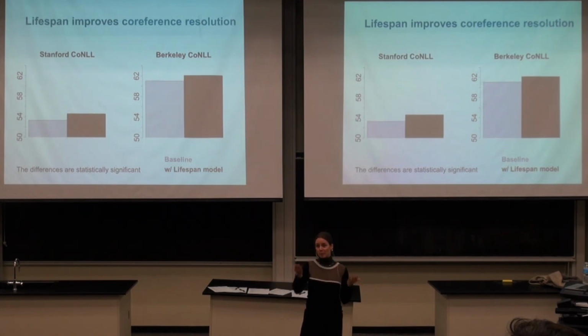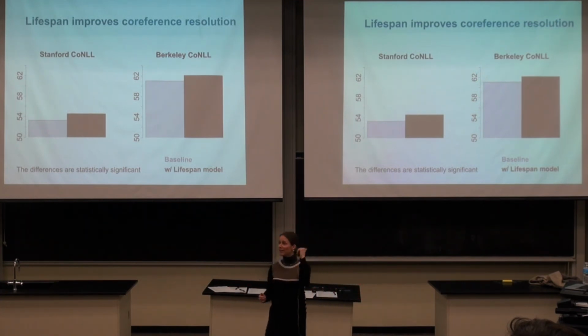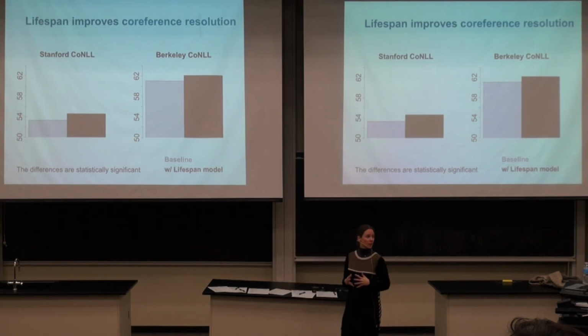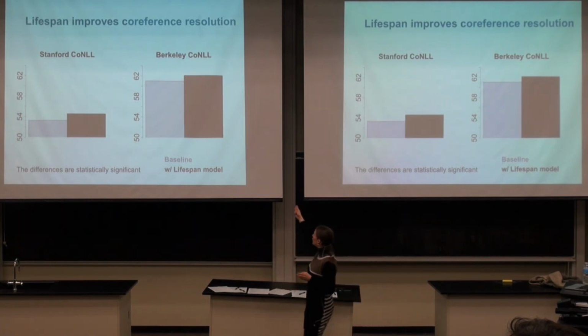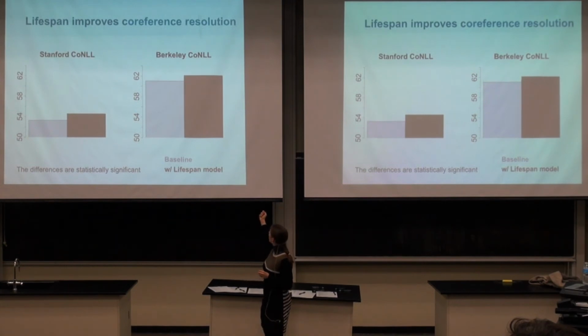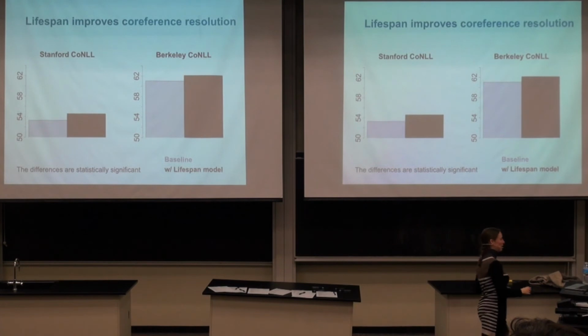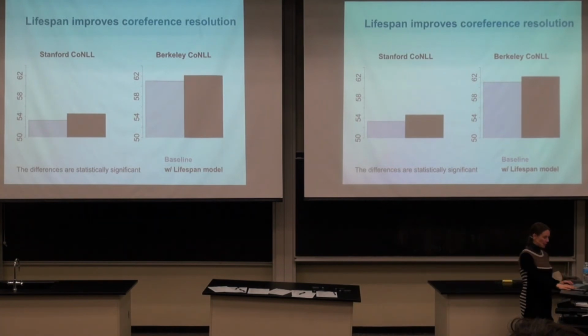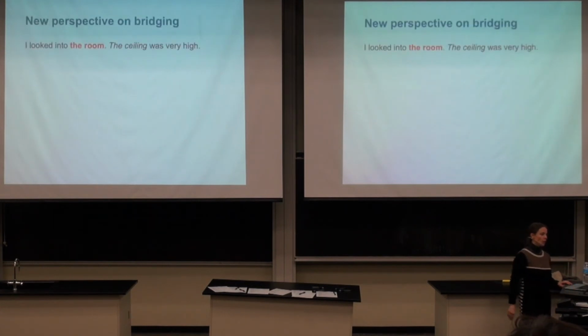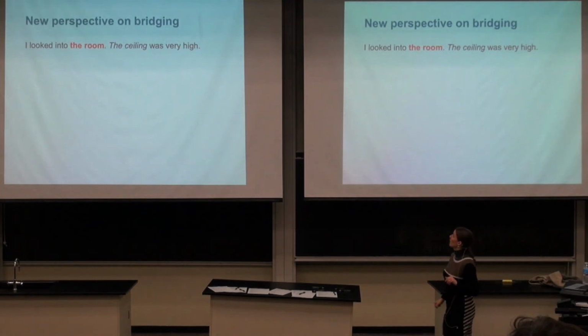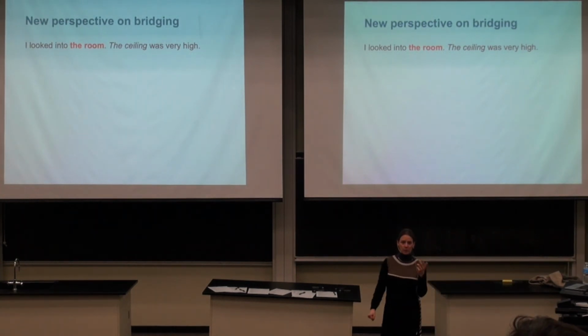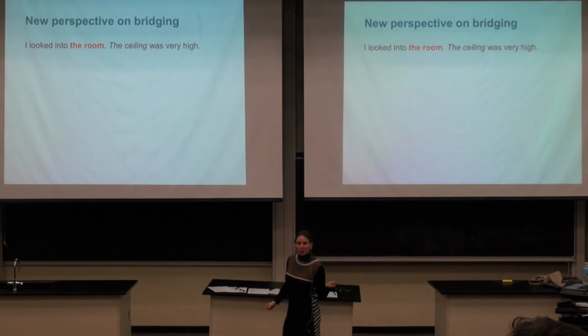So people have been working on that for a long time, and any step in improving is welcome. Of course, that's going to make machine learning people happy. Machine learning systems here are doing much better than the rule-based one. One of the other things I wanted to mention is the new perspective on bridging that the lifespan model is giving. Let me briefly mention bridging if you don't know what it is.